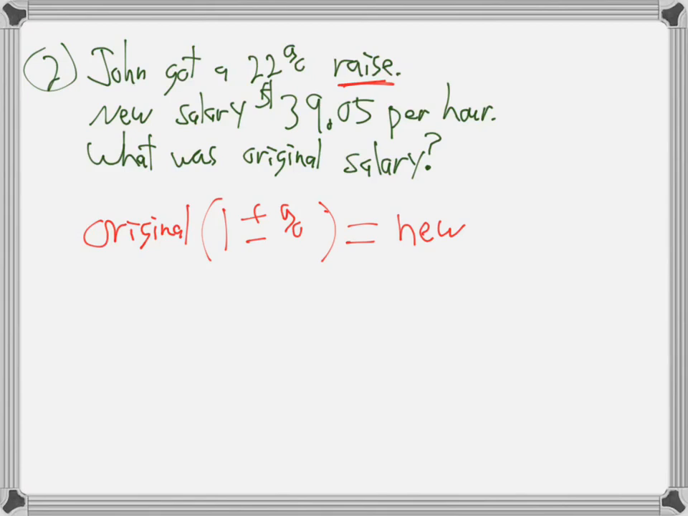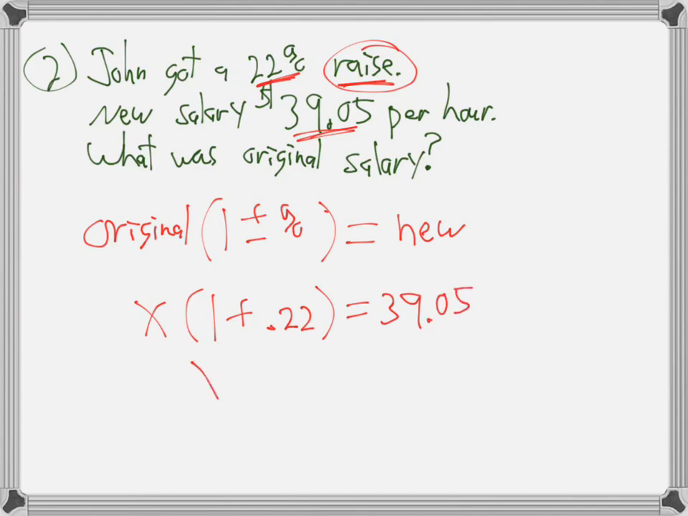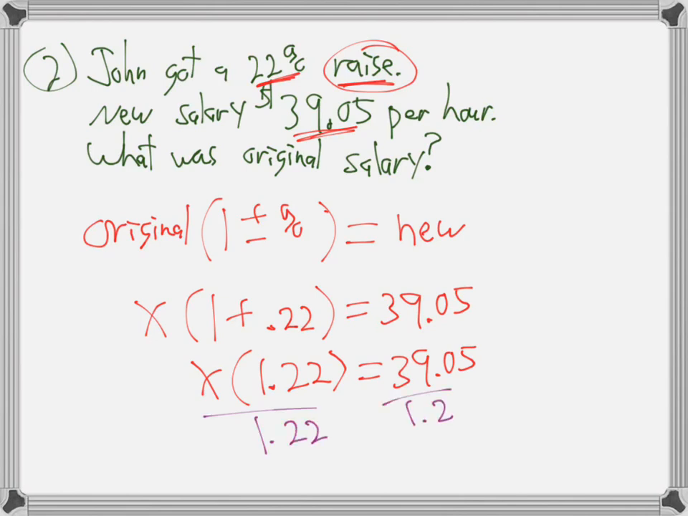Right now, at this point, I'm just going to call it x. And is it a plus or minus? Is this an increase or decrease? Raise is an increase. The percentage? 0.22. The new salary? 39.05. So that's 1.22 times x equals 39.05. How do we finish solving? Divide again.